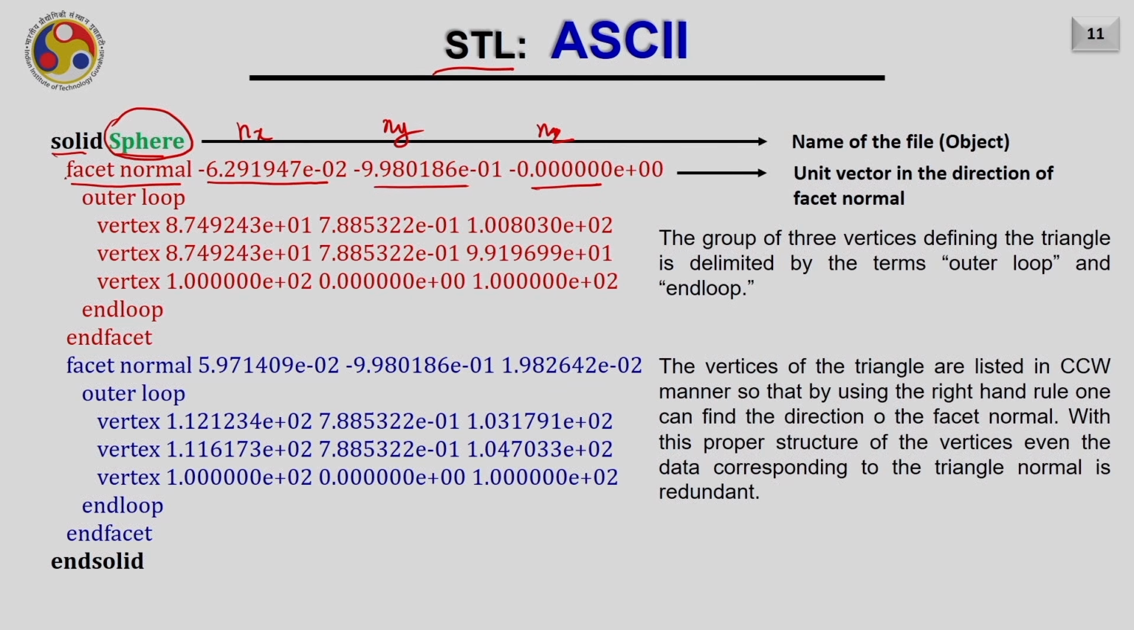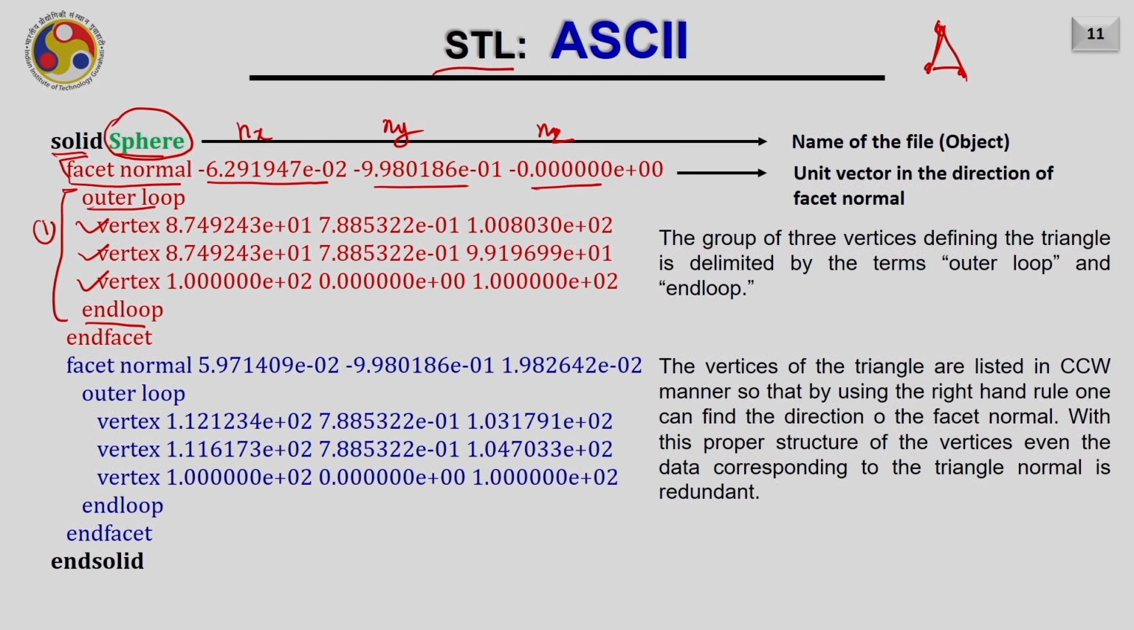The facet normal represents the outer normal or outward normal of the facet or the triangle. Next, there is a loop which starts with outer loop and ends with end loop. In between there are 3 points representing the triangle. These are the 3 vertices of the triangle: vertex 1, vertex 2 and vertex 3.